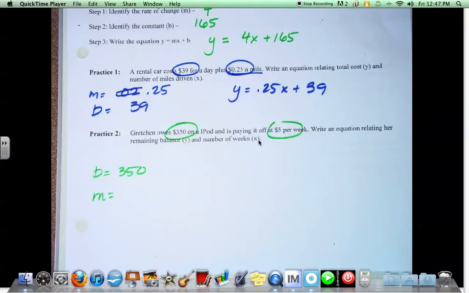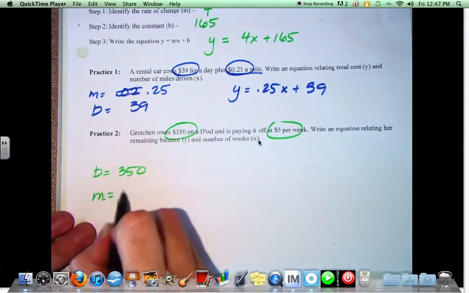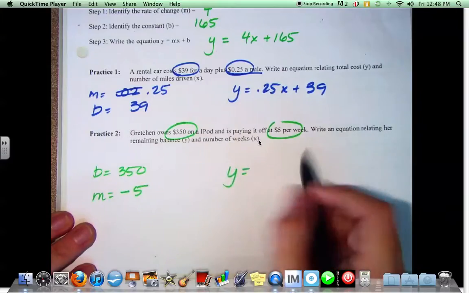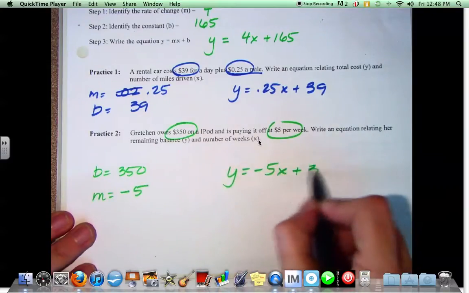You're paying it off. So that's like when you're buying a car or buying another large appliance or something for your house. You want ultimately the balance to be what? 0. So when you're paying something off, you want your rate of change to be negative. So y equals negative 5x plus 350.